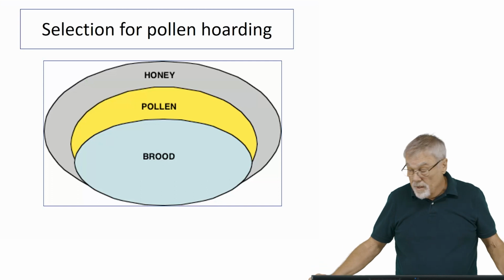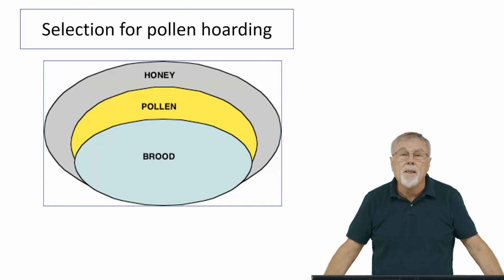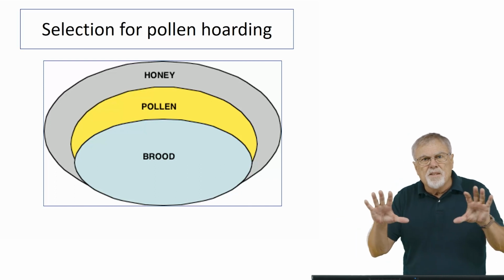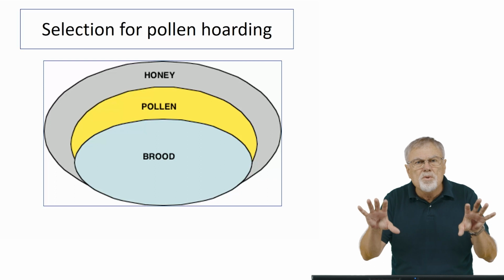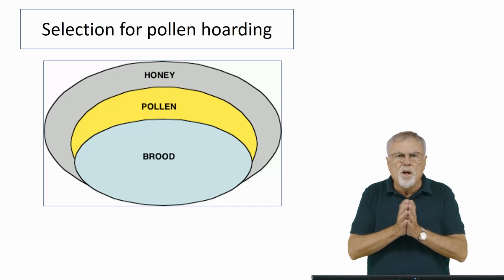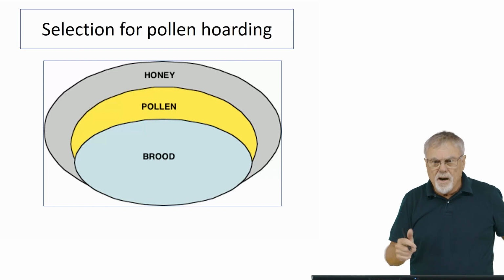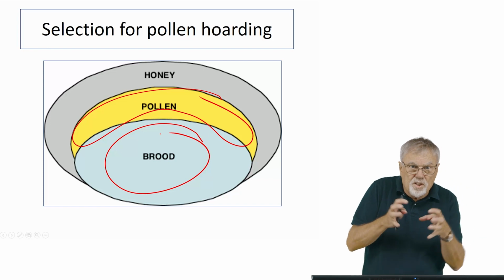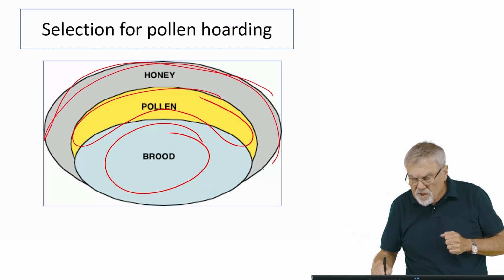We engaged in a selection program that demonstrates this particular characteristic. We selected for a single trait, the amount of pollen stored in the comb. So this represents a comb pulled from the center of a brood nest of a honeybee colony, and you see the characteristic organization. They tend to put pollen next to the brood, which is in the center, and then you have honey along the outer edges and to the sides.